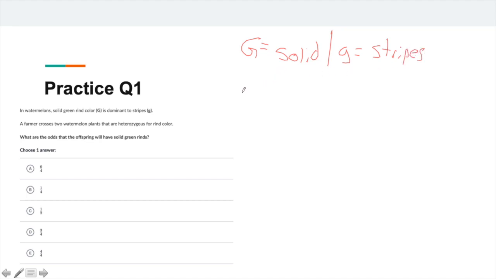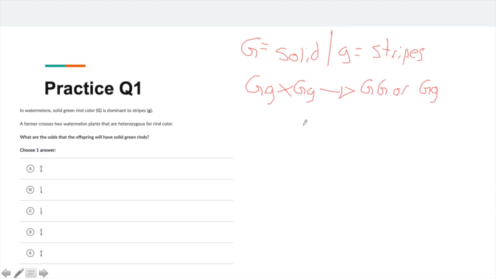Alright, so the farmer crosses 2 watermelon plants that are heterozygous for rim color. So remember, heterozygous means they have one of the dominant alleles and one of the little alleles. And typically a cross is written where you show the genotype of one parent, and X as in cross, the genotype of the other parent. So here's our cross right here. And they want to know what the odds are that the offspring will have solid green rims. So what should we be looking for here? If they have solid, because solid is the dominant phenotype, then they should either have a genotype with 2 big G's or a heterozygous genotype with a big G and a little g.